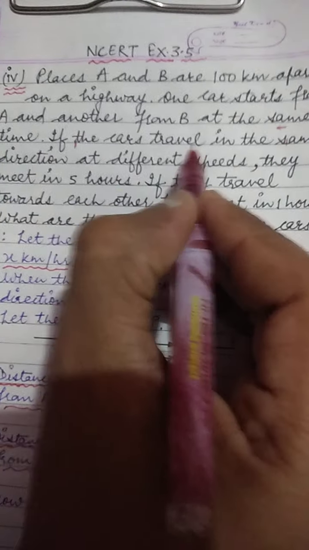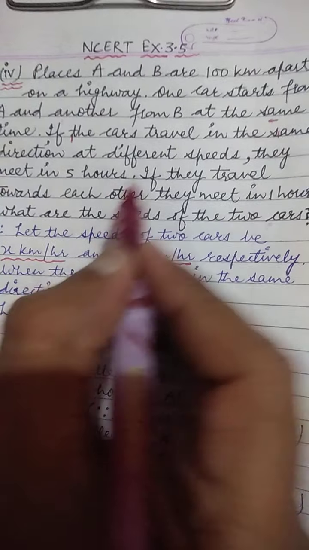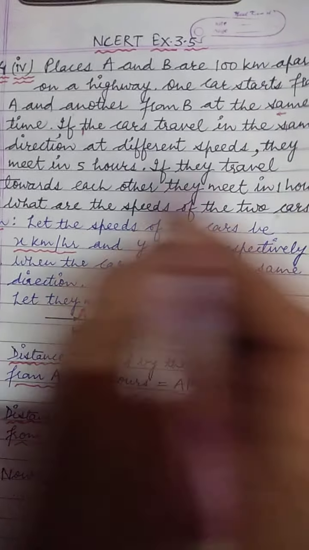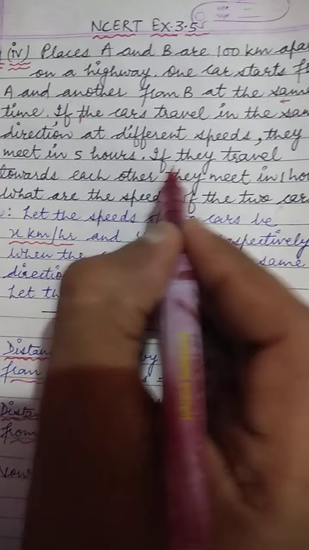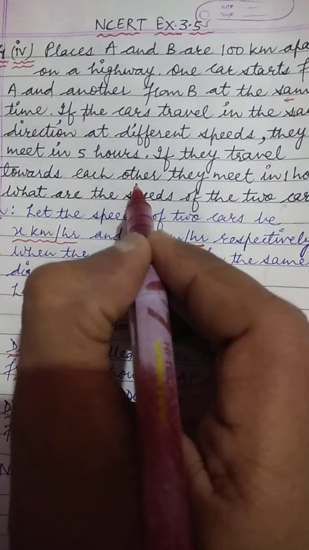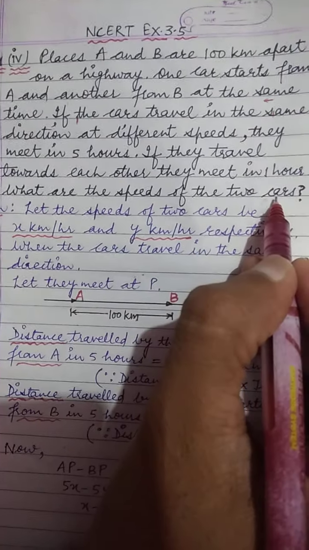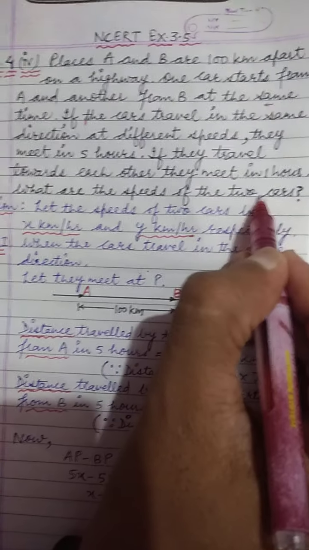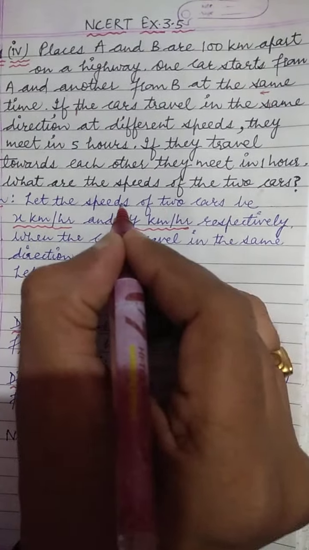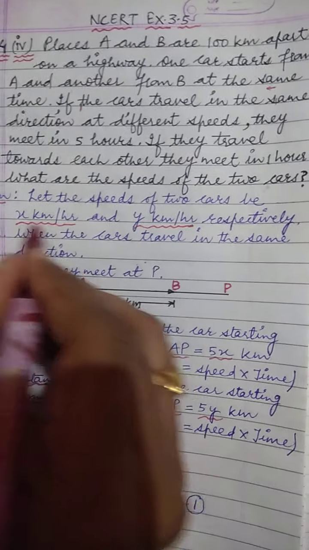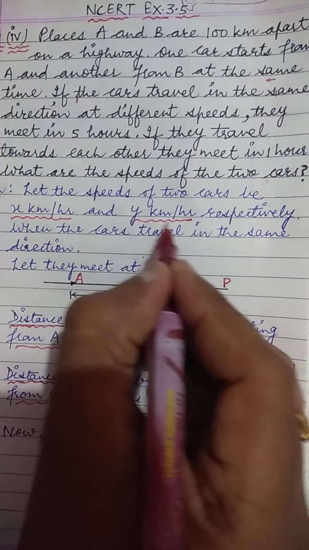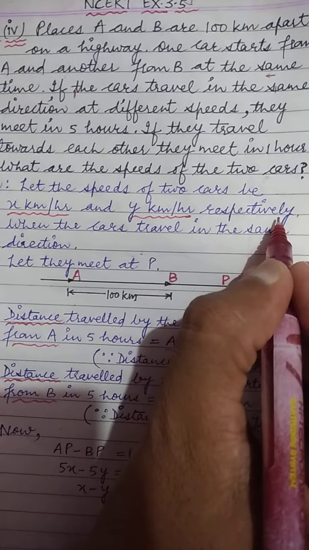If the cars travel in the same direction at different speeds, they meet in 5 hours. If they travel towards each other, they meet in 1 hour. What are the speeds of the two cars? So we have to find the speed of the two cars. Let the speed of the two cars be x km per hour and y km per hour respectively.